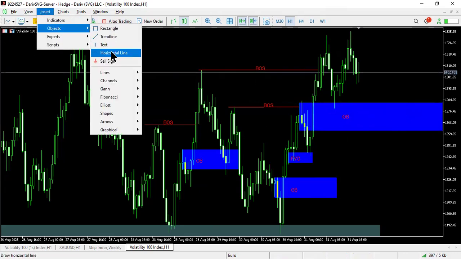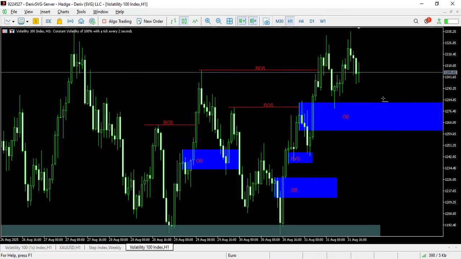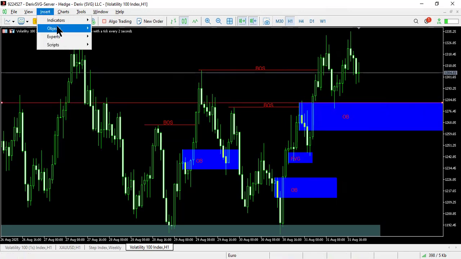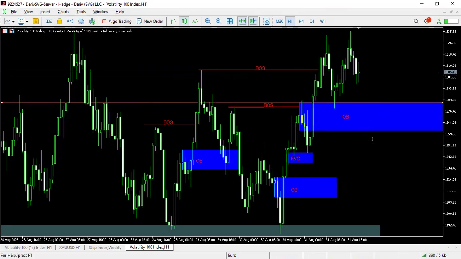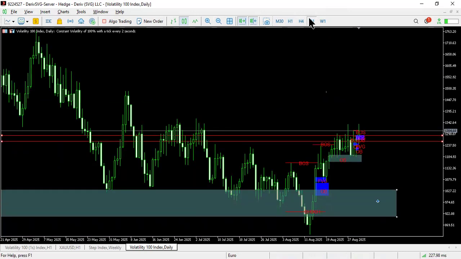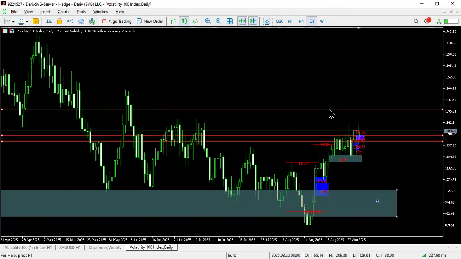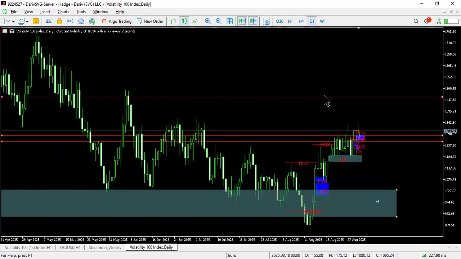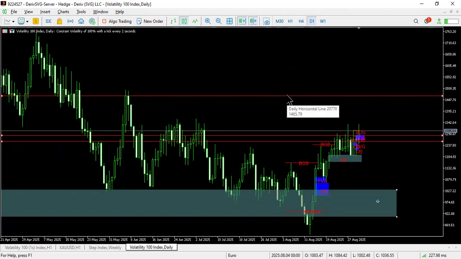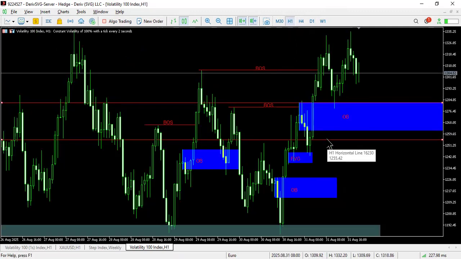So if I was to, you can even put a pending order, and then for my take profit, I like to use the higher time frame take profits. So in this case, I will use the daily. So coordinates for this entry.